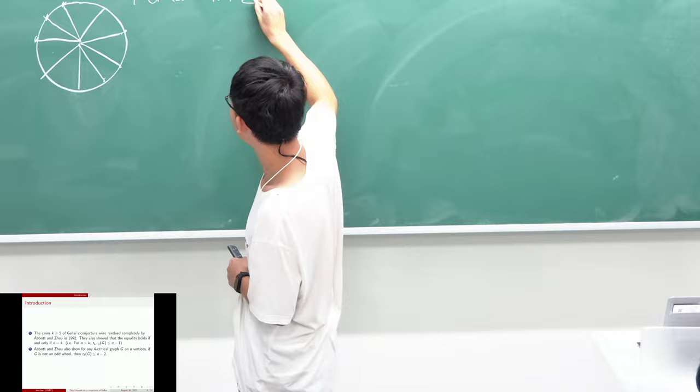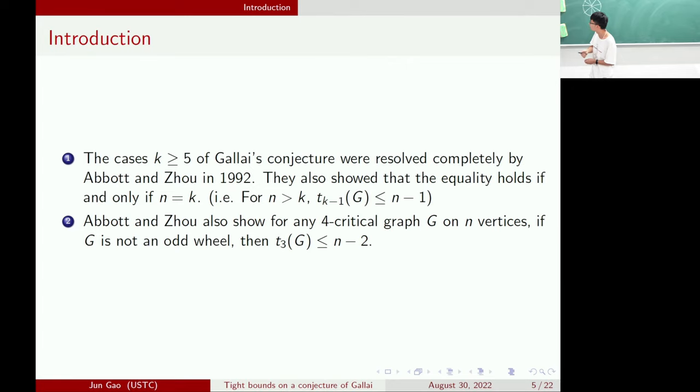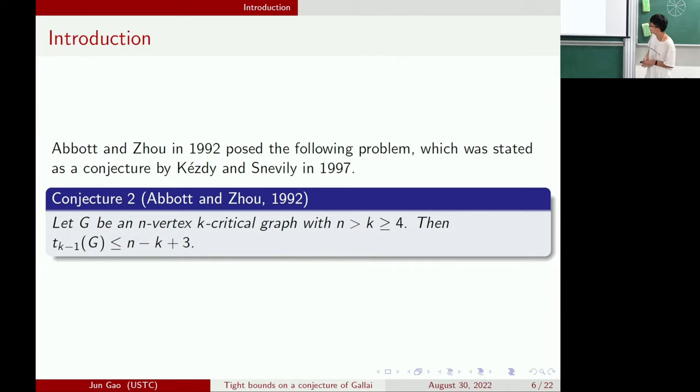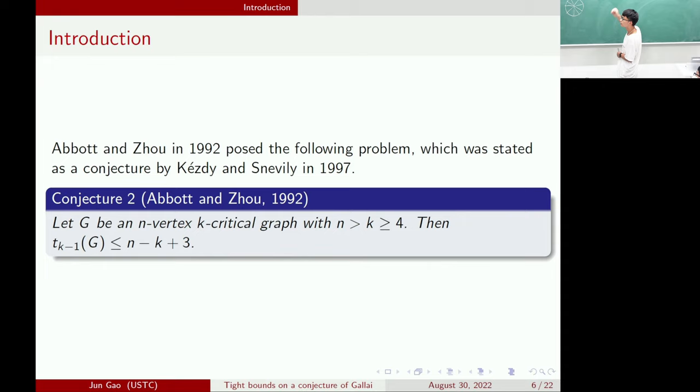So for general k, they have this conjecture. They think that if n is larger than k, then the number is at most n minus k plus 3. And the extremal graph is also similar to this graph.